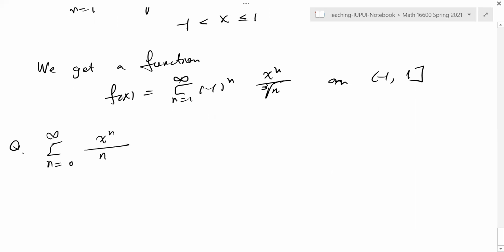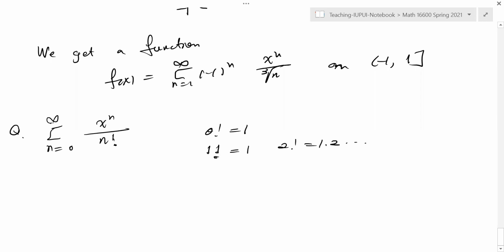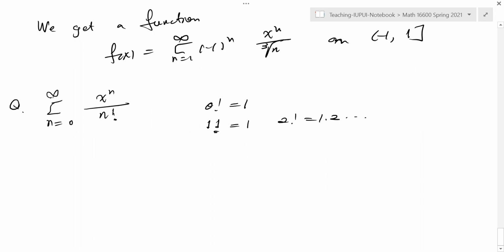Okay, so take a look at this one. Here 0 factorial means 1. 1 factorial is 1. 2 factorial is 1 times 2. Now this time we have n factorial, so we do the same thing. So this is x to the n over n factorial.